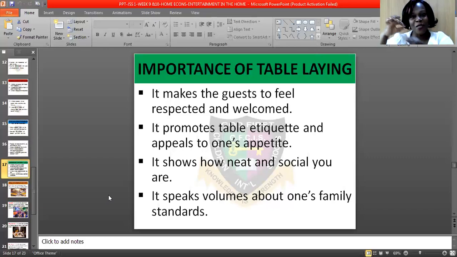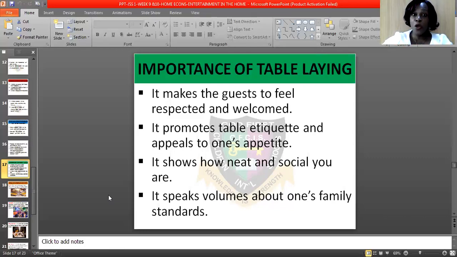Is that taken? It shows your standard in the society. Are you getting it? It speaks volumes about one's family standard, just like what I said. When you lay your table, it shows the level at which you operate. But when you are too shabby, you do things unconcerned and recklessly, people will treat you recklessly. Do you understand? But when your party is well organized and the table is well presented, the caliber and standard of people that will attend your party will be of your class.